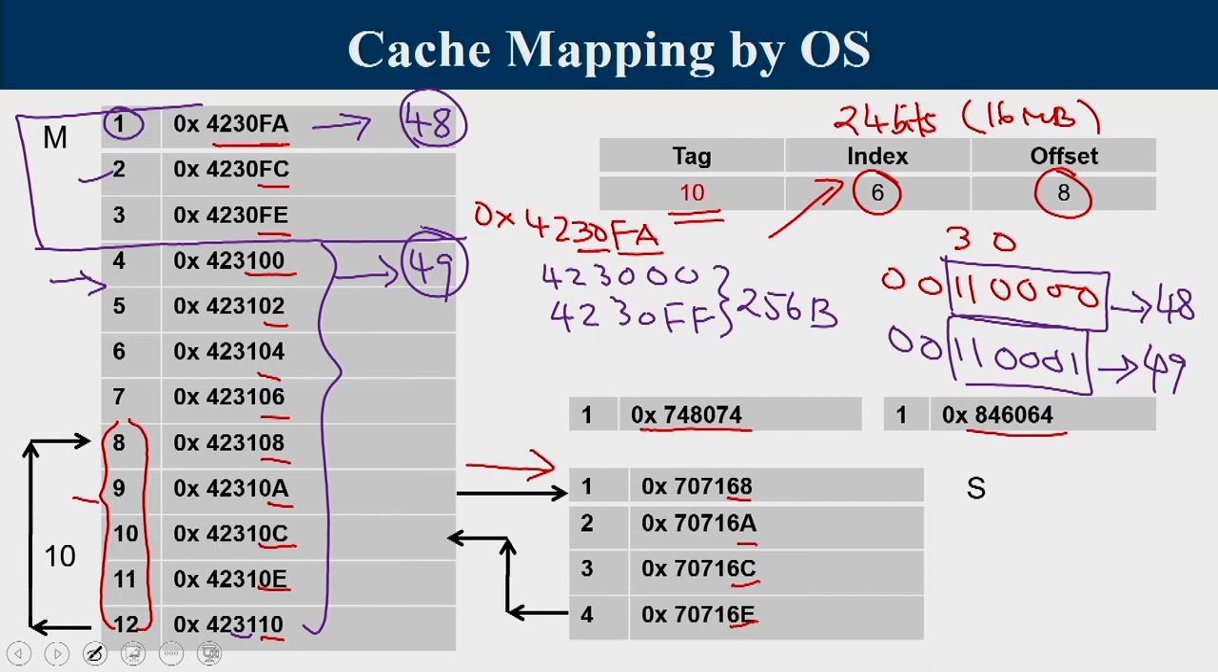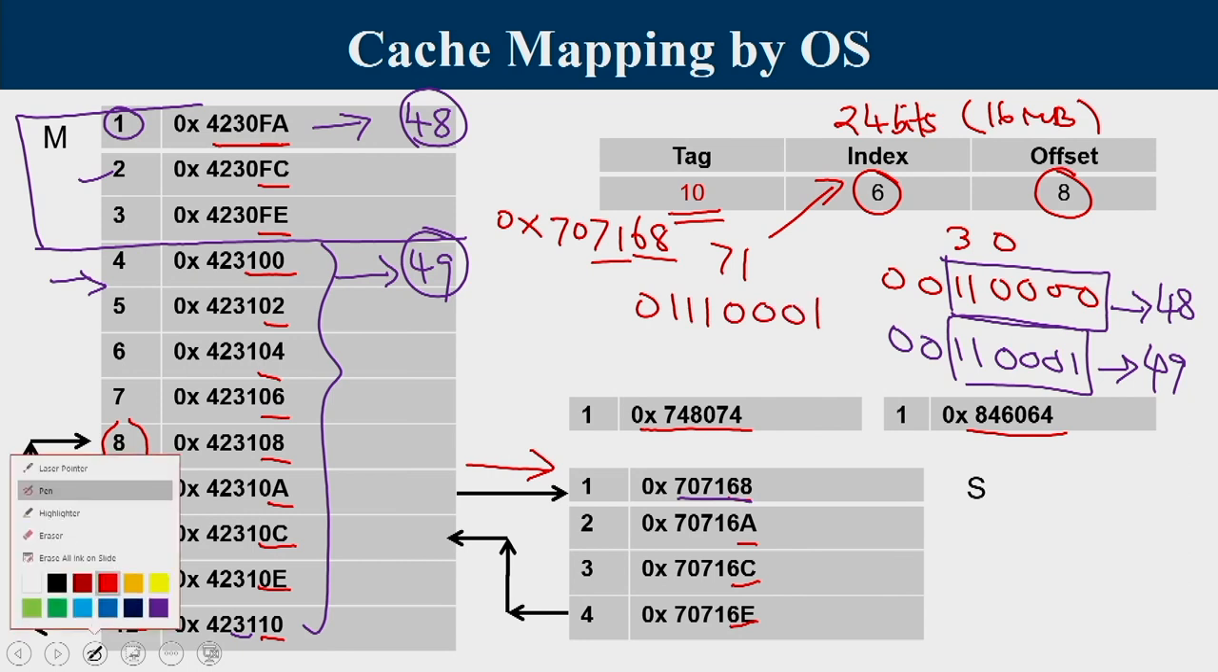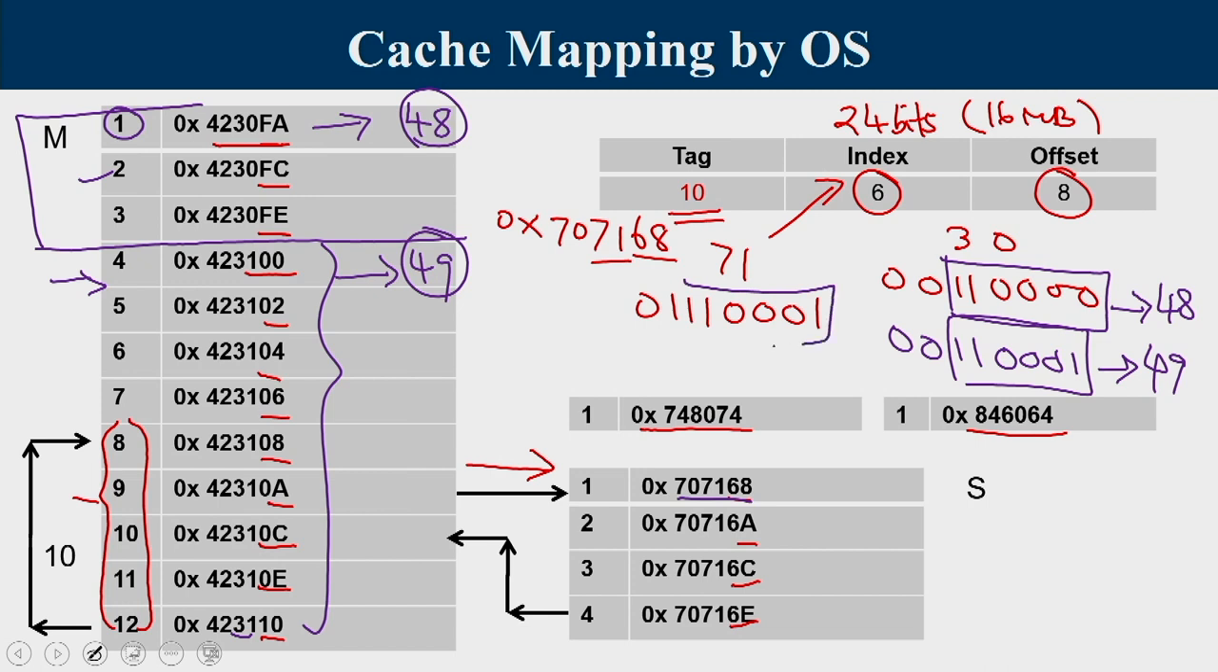But then when you are fetching and executing M9, in the meantime, control is transferred to 707168. That is the address that we need to work out at this point. Let us work it out and see to which cache set this particular address is mapping. So 0x707168. This is the offset portion. You expand 71: 7 stands for 0111 and 1 is 0001. If you extract the 6 bits of it, that is again pointing to set number 49. This is the interesting observation that you see from this question.